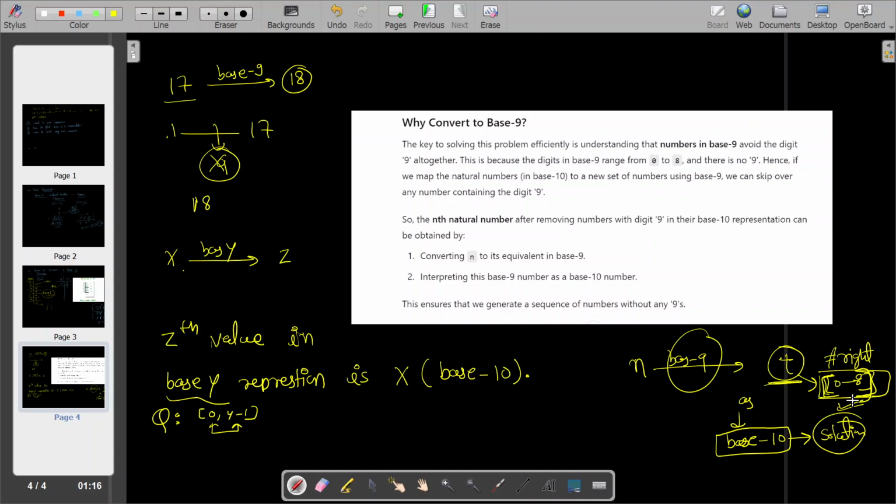Let me explain one more time. After removing, we have to find the nth number, right? So we converted n to base 9, because in base 9 there will be no digit 9. Suppose like 17. What will 17 be? 17 will be nothing but 18, this way, like a string you can say, 18.